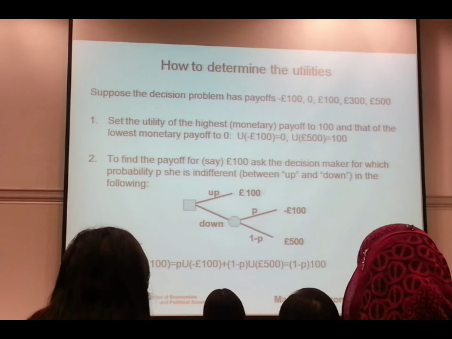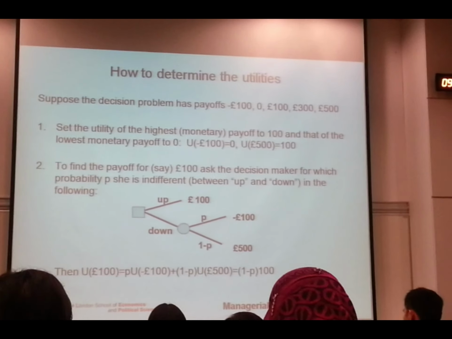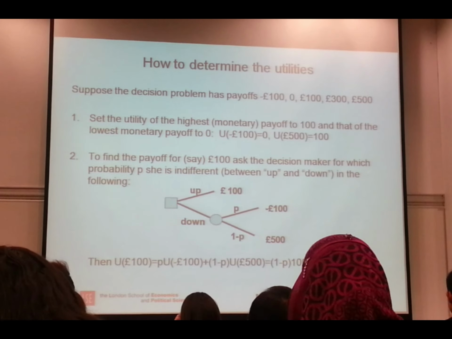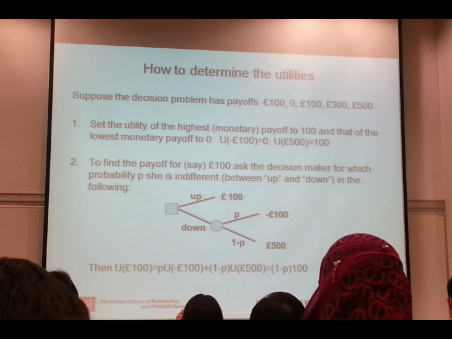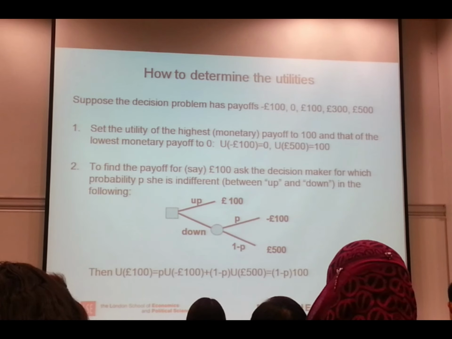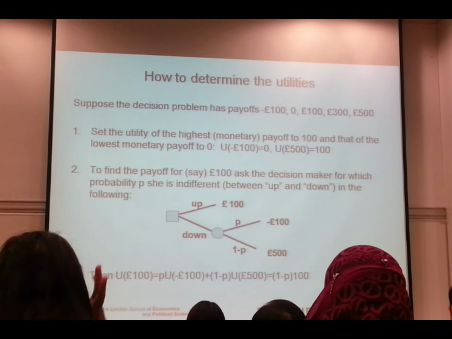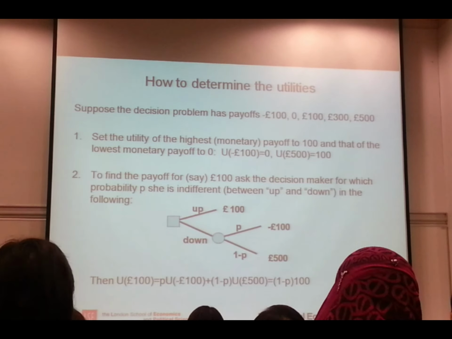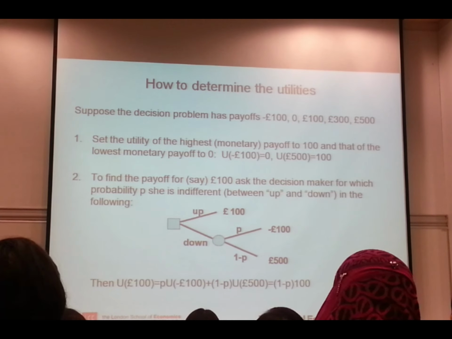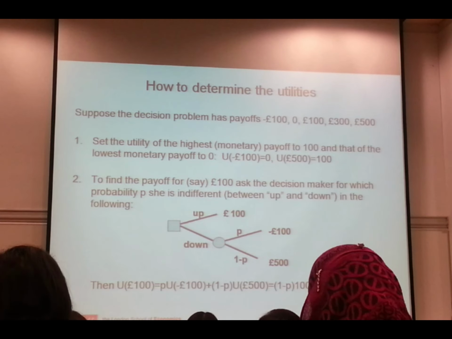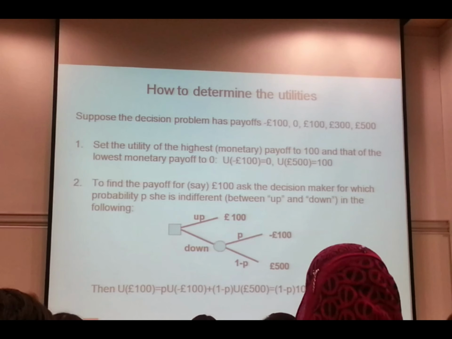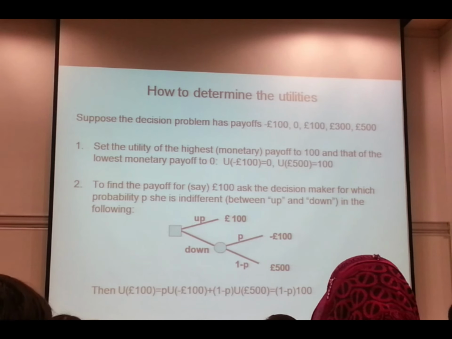So if we wanted to find out what the utility of 100 pounds is, we would set the utility of the highest monetary payoff to 100, and we would set the utility of the lowest monetary payoff to 0. Meaning that if you lose 100 pounds, that's going to give you a utility of 0. And if you win 500 pounds, your utility is going to be 100. If we then wanted to find the utility of 100, we ask the decision maker, for which probability is the difference between going up and down in the following case.